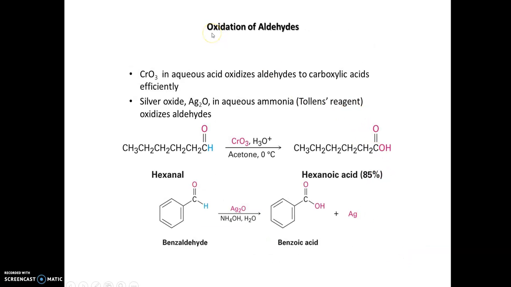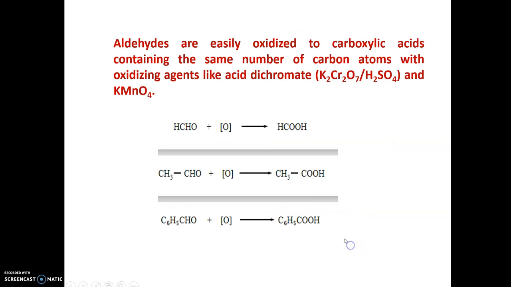Let us look in detail at the oxidation of aldehydes. Chromic acid in aqueous acid oxidizes the aldehydes to carboxylic acids. Similarly, various oxidizing agents, like the Tollens reagent, can be used to oxidize the aldehyde. When I take hexanal, an aldehyde, upon oxidation at 0 degrees Celsius using chromic acid and acetone as a solvent, we get the corresponding acid, hexanoic acid. The same is also true with an aromatic aldehyde. When I take benzaldehyde, upon oxidation, I get the corresponding acid, benzoic acid.